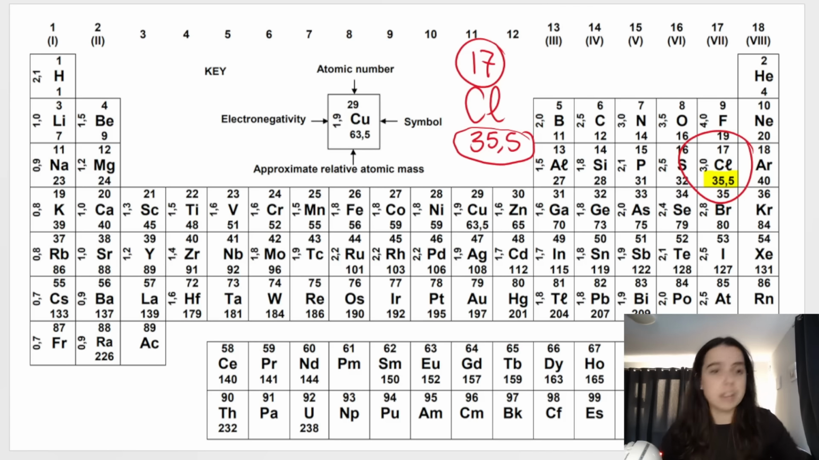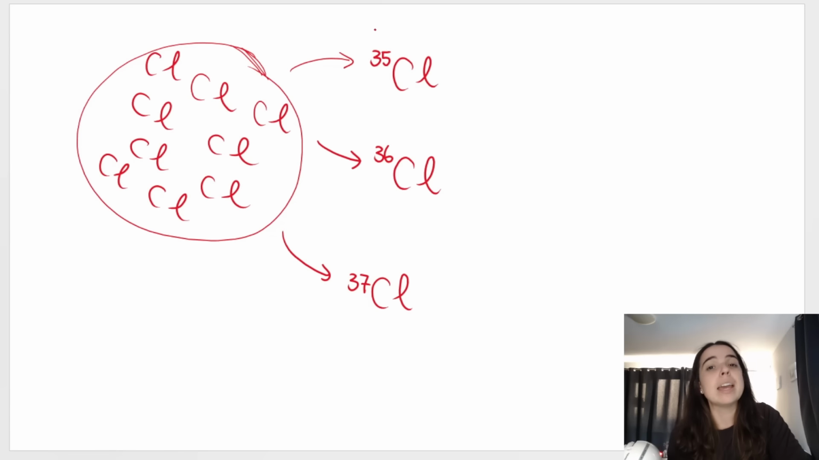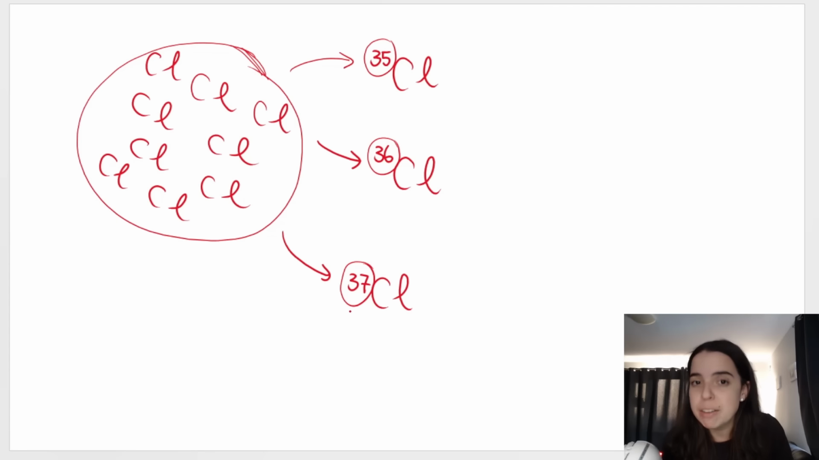Now, like I said, if I take all the chlorine atoms in the world, not all of them will have an atomic mass number of 35.5. Some chlorines will have an atomic mass number of 35. Some will have an atomic mass number of 36, and some will have an atomic mass number of 37. So these are different atoms of the same element. Same element as in they're all chlorine, but different atoms as in different individual atoms.